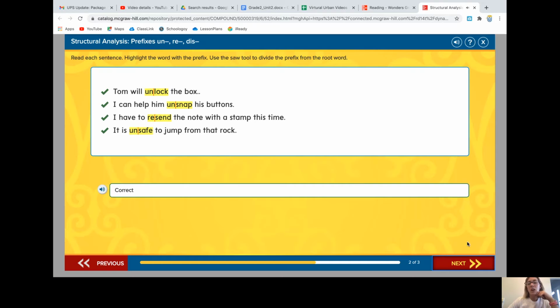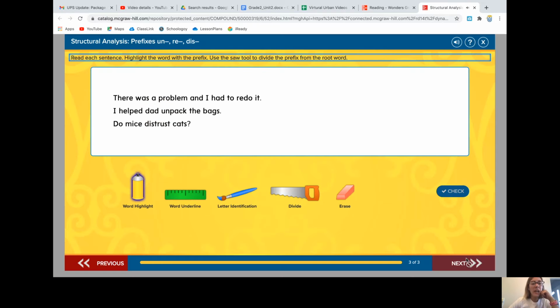Perfect. Great job. All right, you guys are going to do this last page on your own. There's only 3 of them for you to do, okay? So I'm going to go ahead and read the sentences for you. And just like we've done in the last 2 pages, you are going to find the word with the prefix and break it up into the prefix and its root word, okay? Here we go. There was a problem and I had to redo it. Write down the word with the prefix and draw a line in between the prefix and the root word.